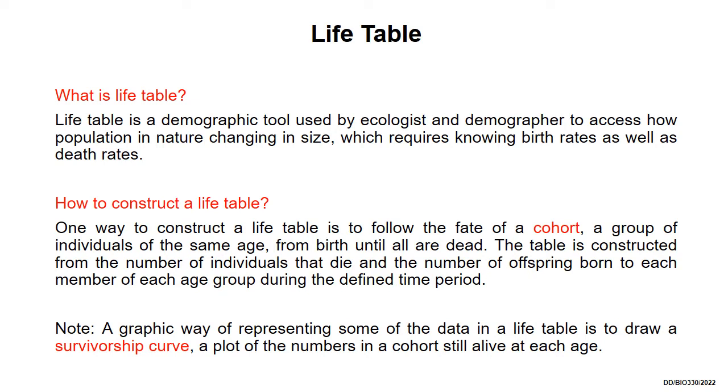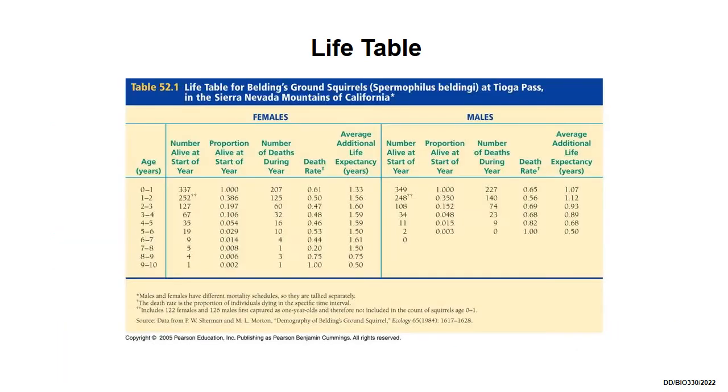As a note, a graphic way of representing some of the data in a life table is to draw a curve we classify as a survivorship curve, which is a plot of the numbers in a cohort still alive at each age. What can we find or include in a life table? They have information about the age, number alive at start of the year, proportion alive at start of year, number of deaths during the year, death rate, and average additional life expectancy in years. But we also can add other information depending on the purpose or the objective of the life table.